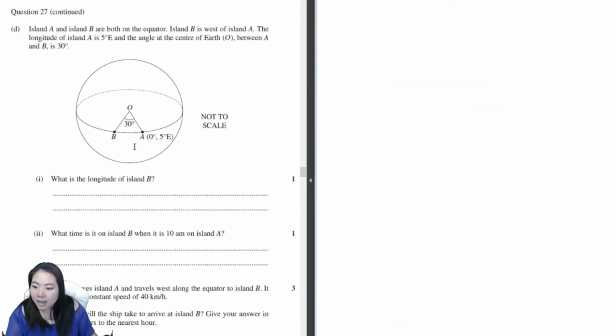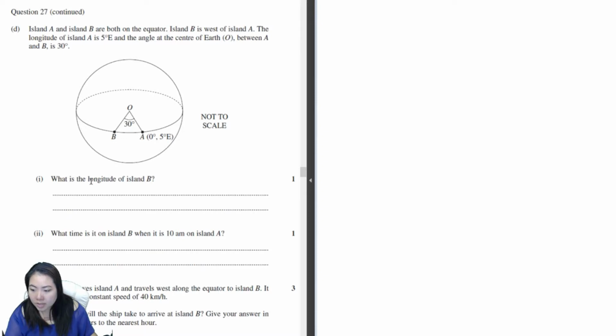Question D. Island A and Island B are both on the equator. Island B is west of Island A. The longitude of Island A is 5 degrees. The angle at the center of the Earth O between A and B is 30 degrees. What is the longitude of Island B? Well, if Island A is 5 degrees that way, and between them it's 30 degrees, that means Island B must be 25 degrees west.